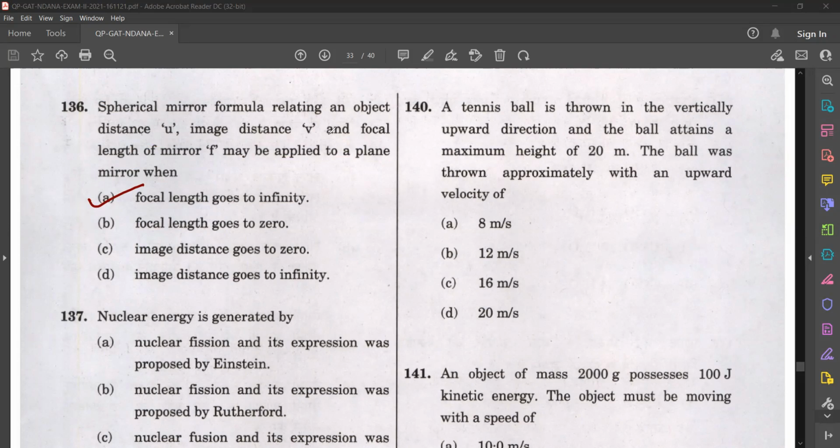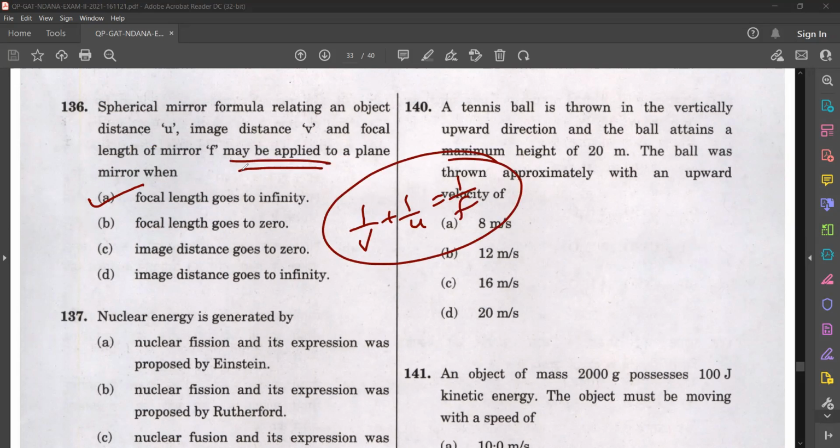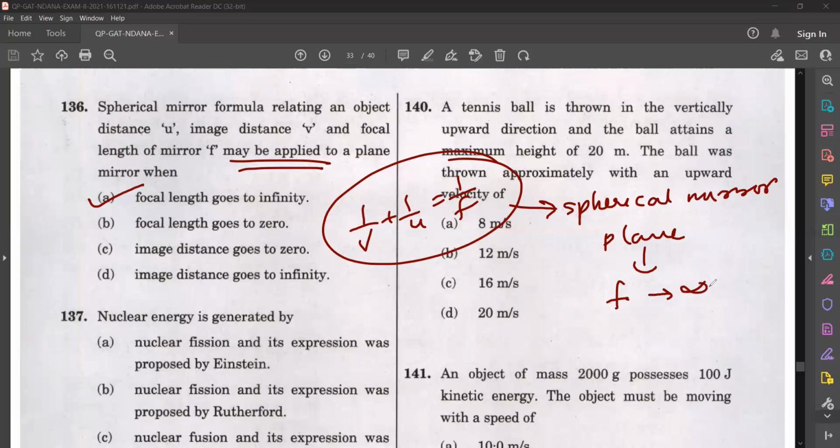So the mirror formula is 1 by V plus 1 by U is equal to 1 by F. This is mainly for spherical mirrors, isn't it? So when can this formula be applied to a plane mirror? When focal length goes to infinity. If you don't know, please note down that when focal length goes to infinity, the mirror formula can be applied to the plane mirror.